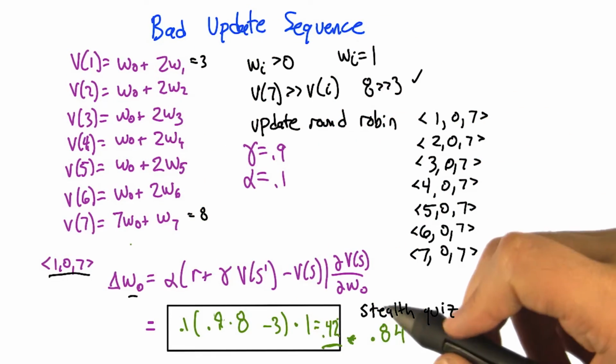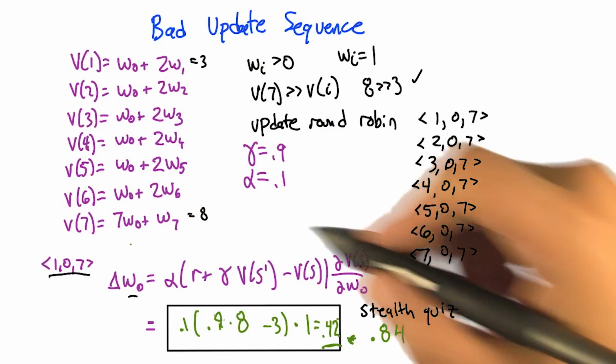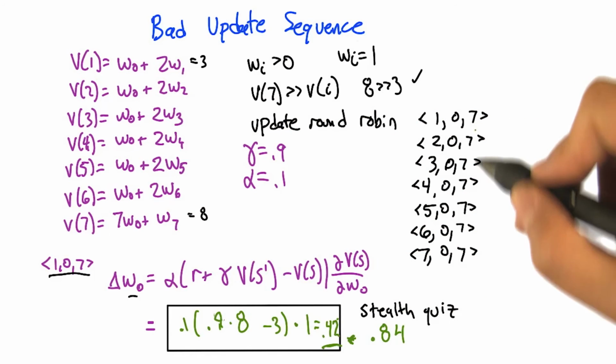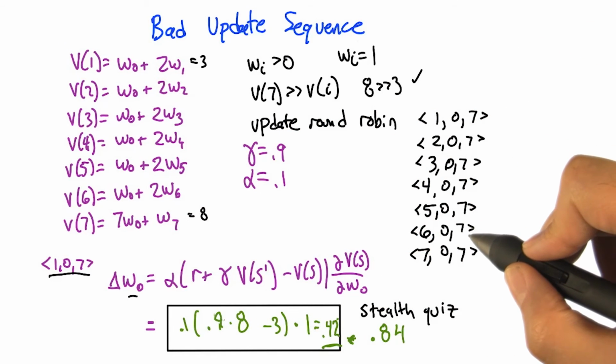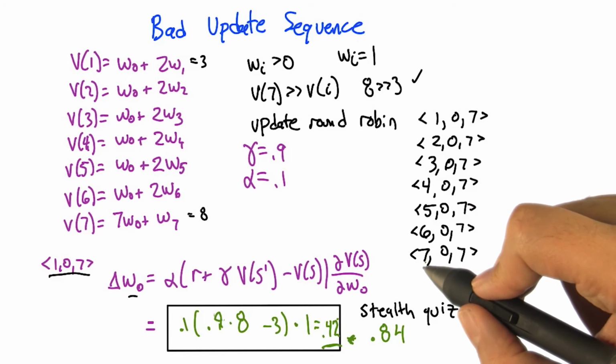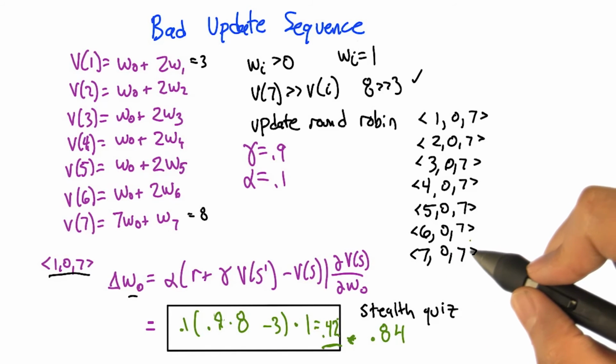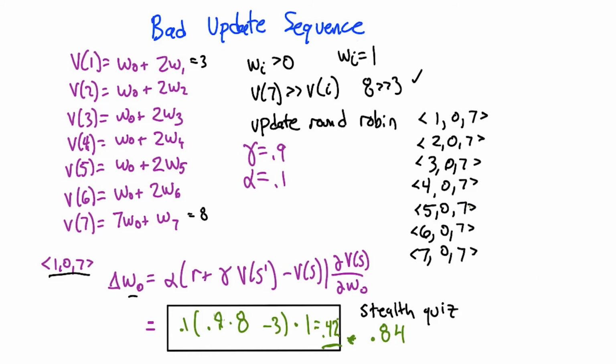So that's what happens to the weights. They go up and up and up. That's these first 6 updates, the updates of states 1 through 6 to state 7. What happens when we go from state 7 to state 7? Let's look at that. Yeah, we could do that. But I hope what happens is things start going down, because otherwise things are going to keep going up.